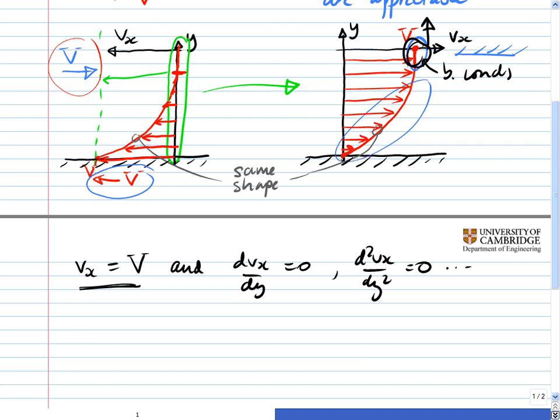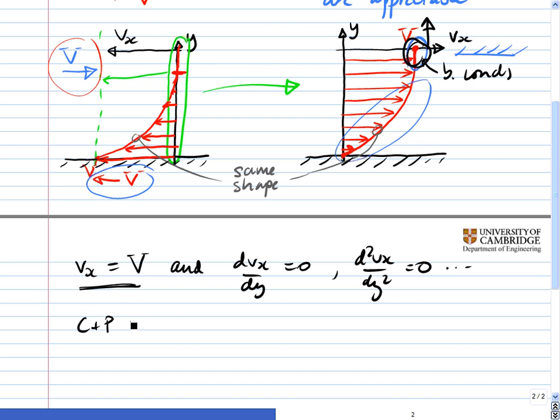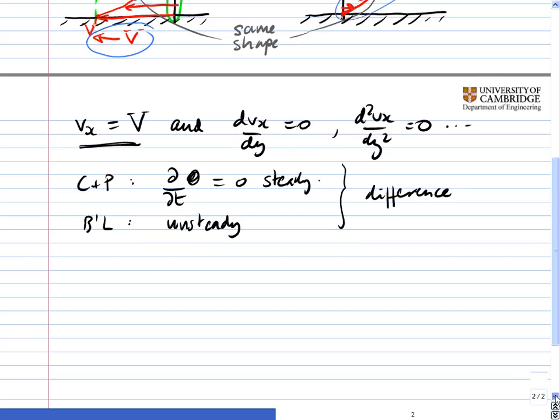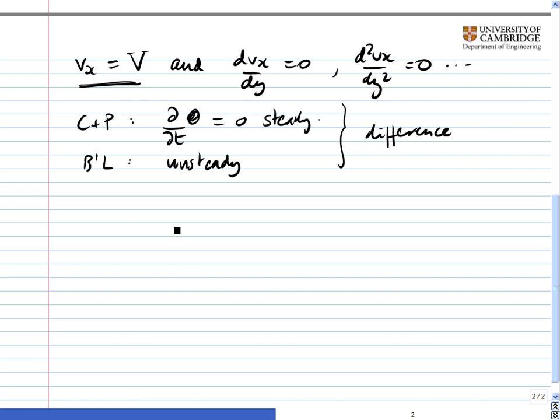So whereas for Couette and Poiseuille flow, I'll put them C plus P, we had the condition that d/dt of anything is equal to zero, whatever that thing is, because it's steady flow. In this particular example I've shown here, it's an unsteady flow in that it's evolving with time. So there's another difference that explains the different velocity profiles. It's quite fun though to consider a case, a sort of hybrid between the two.